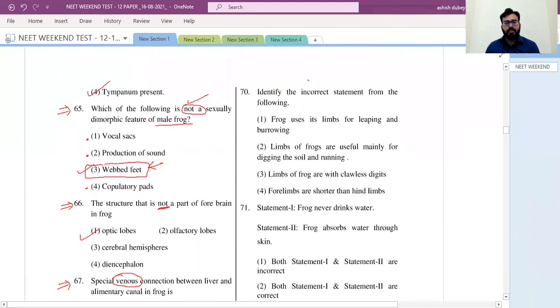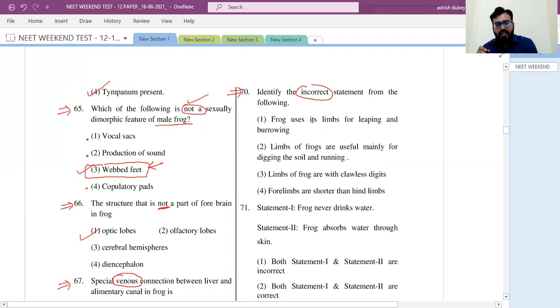Next is 70th question. Identify the incorrect statement they are asking about. Frog uses its limbs for leaping and burrowing. Yes. See, limbs of frogs are useful mainly for digging the soil and leaping. No, it does not run. So 70th question, second should be the answer. Soil digging is okay, but it does not run.